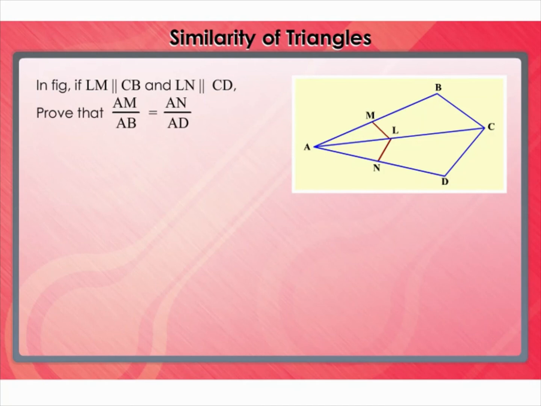In the figure, if LM is parallel to CB and LN is parallel to CD, prove that AM by AB is equal to AN by AD.